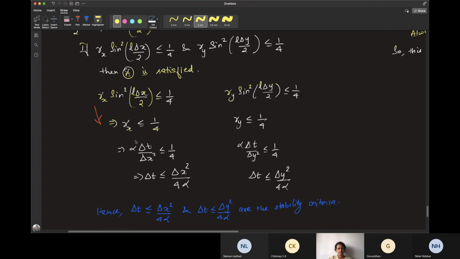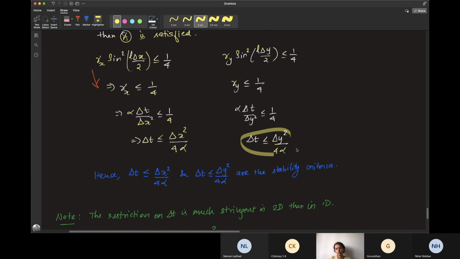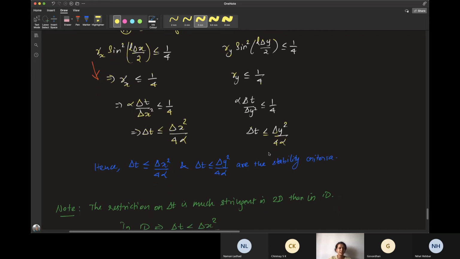So you get this condition, alpha delta t by delta x squared, and now you have a more restricted condition on delta t. It should be less than or equal to delta x squared by 4 alpha. Similarly, for this thing also, you get mu y less than or equal to 1 by 4, and you have another condition on delta t. So delta t must satisfy both of these to have stability.